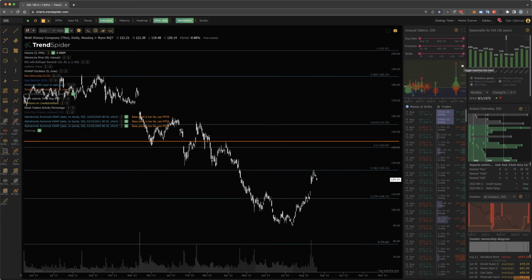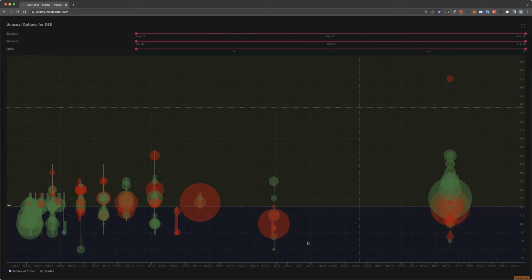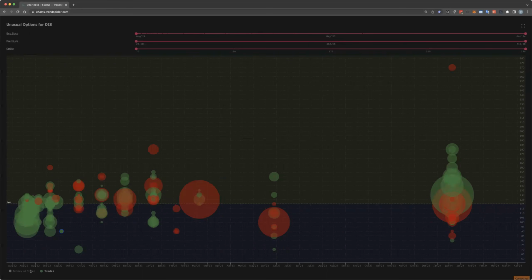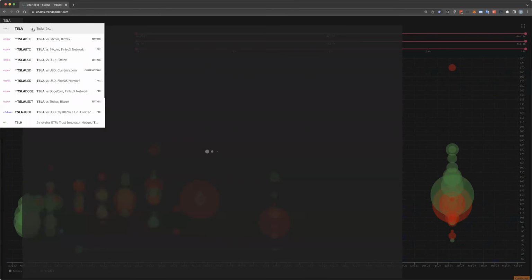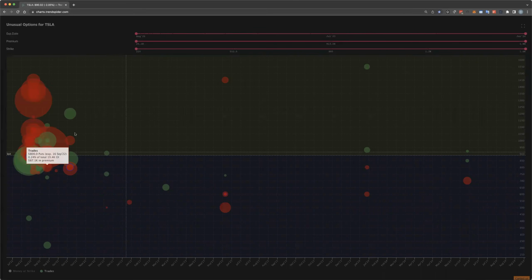There's no extra charges for unusual options flow in TrendSpider, but it's mostly the same data you can get at any other unusual options platform, right? Like Cheddar Flow, all of that stuff. It's the same data. And what you can see with this is the distribution of options bets. Let's pick something that's a little more controversial, like Tesla.